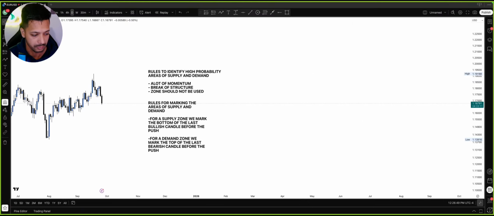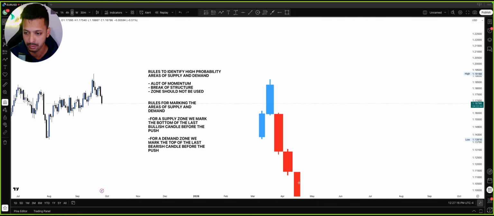So I'm going to start off by showing you guys. Let's say we have this right here, and then the market turned bearish. And then let's assume that there was some type of break of structure to the left as well. Now right here, basically, if you look at this, the rules for marking the areas of supply and demand, this example is an example of supply.